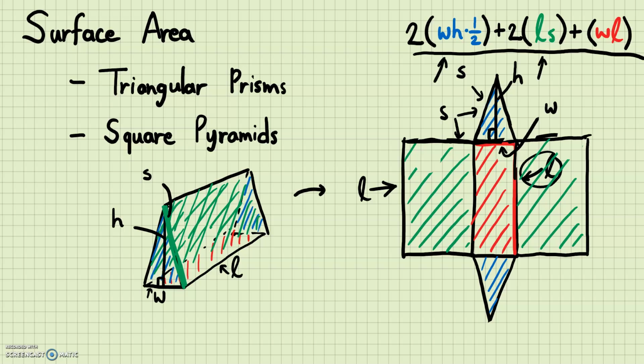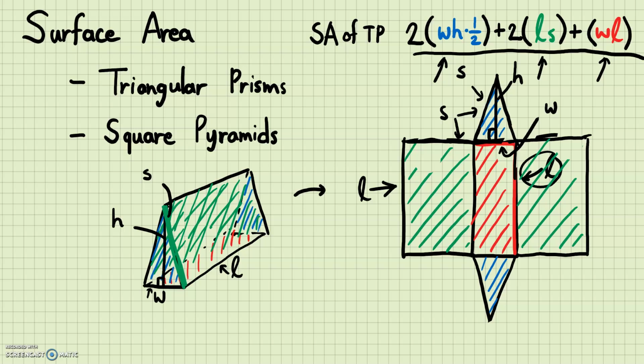We are adding the 2 side rectangles together. And then lastly, we are adding the base rectangle. And if you add all of these together, you get the surface area. Okay, so this is the surface area of the triangular prism.